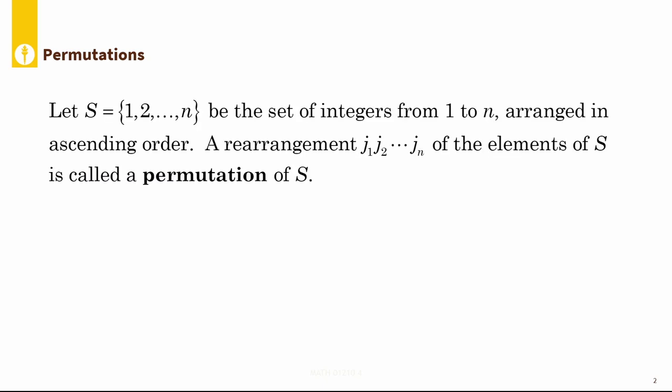We first have to define a permutation. Given a set of integers 1 to n, arranged in ascending order, one of the very few times where the order of the set matters, we call this an ordered set. A rearrangement of the elements of S is called a permutation of S. For example, if you have the set 1, 2, 3, 4, the list 2, 4, 1, 3 would be a permutation of that set.